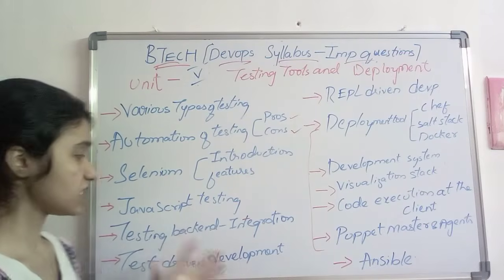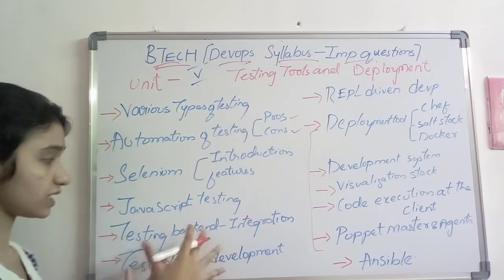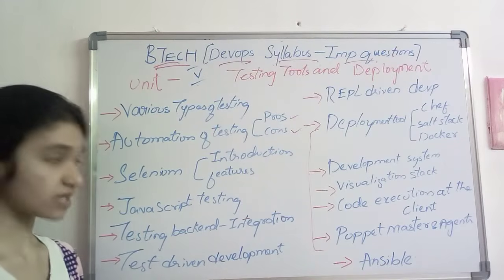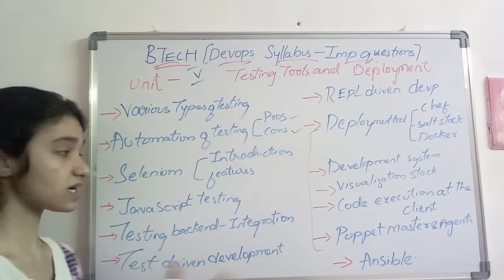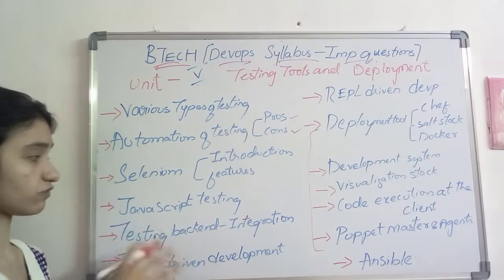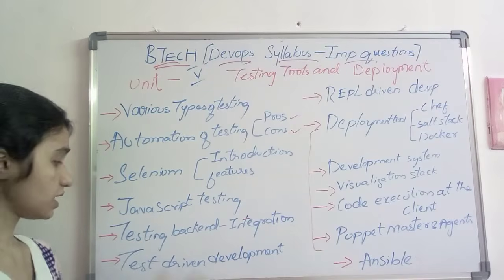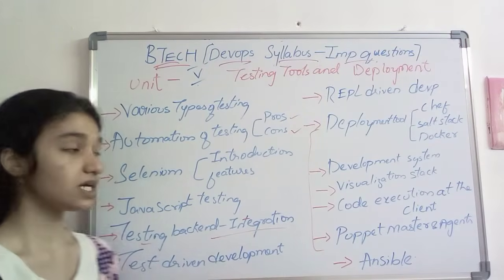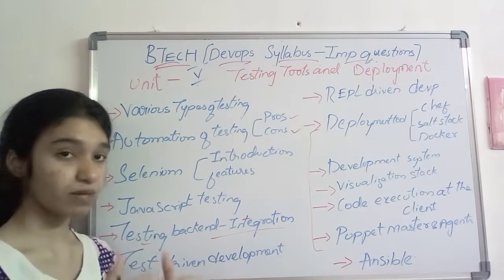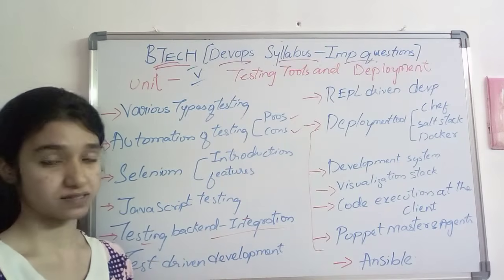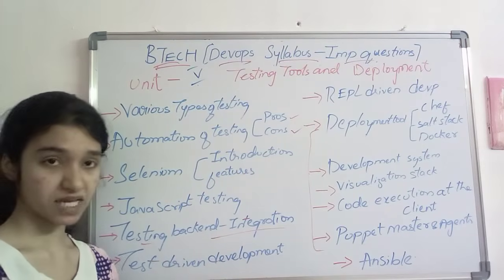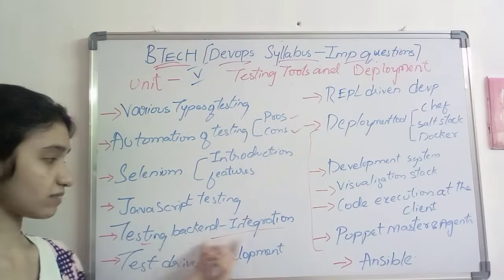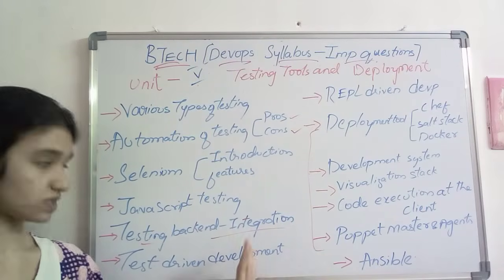Next, JavaScript testing. JavaScript testing is nothing but some of the tools which we use, like Karma, Protractor, and Jasmine. These are the tools that we will be using for JavaScript testing work. Testing backend integration is nothing but testing the machines which we use but can't see their parts, for example a website or any application. For testing backend integration we have to write all these things.